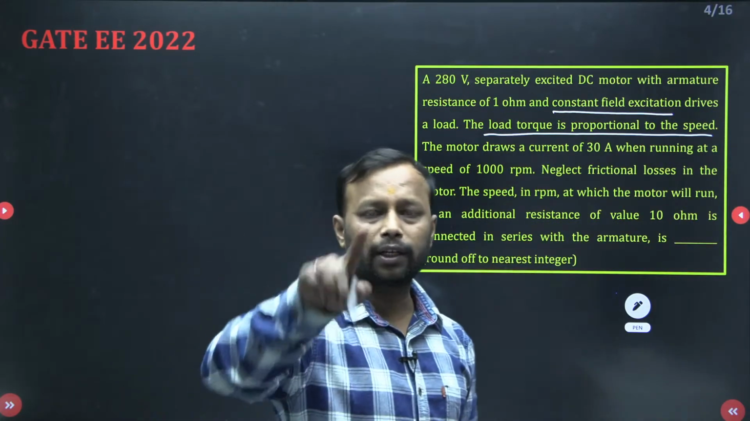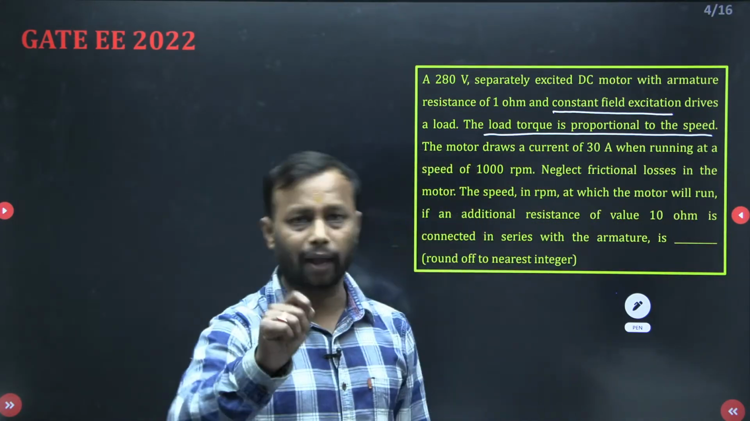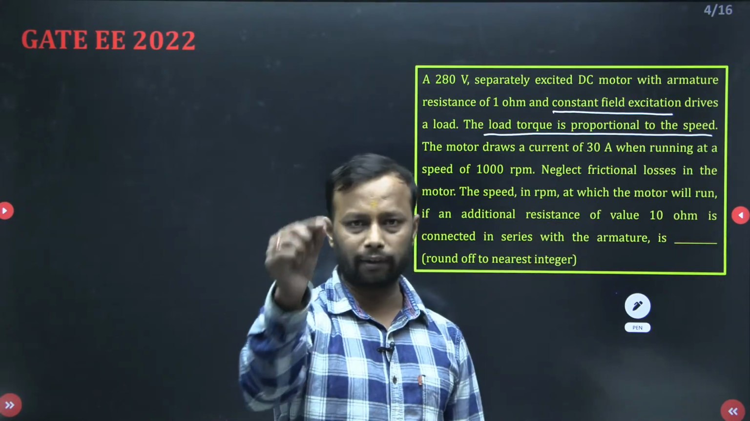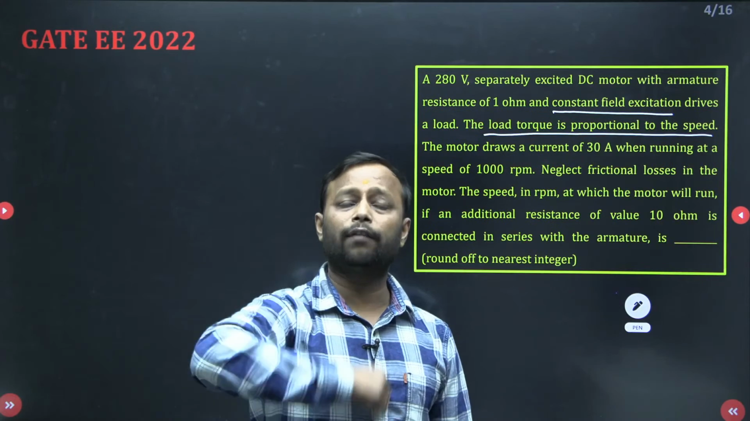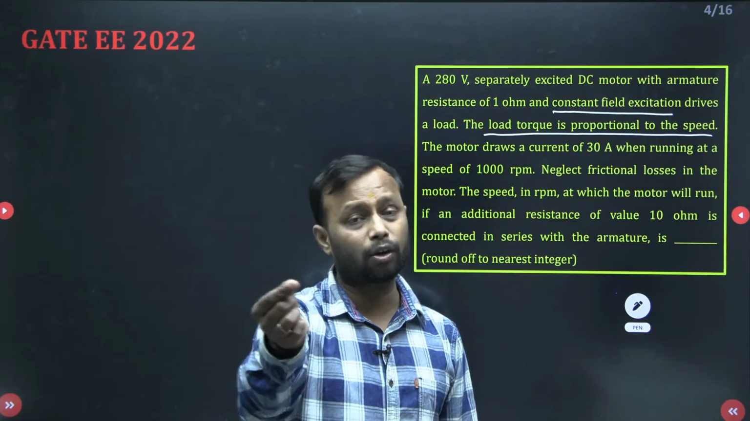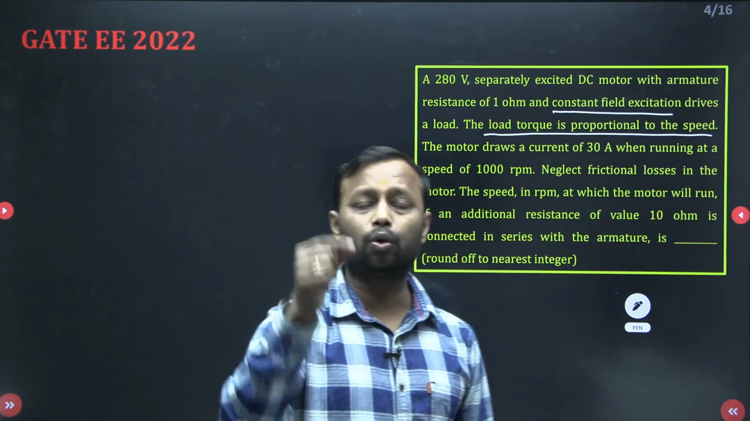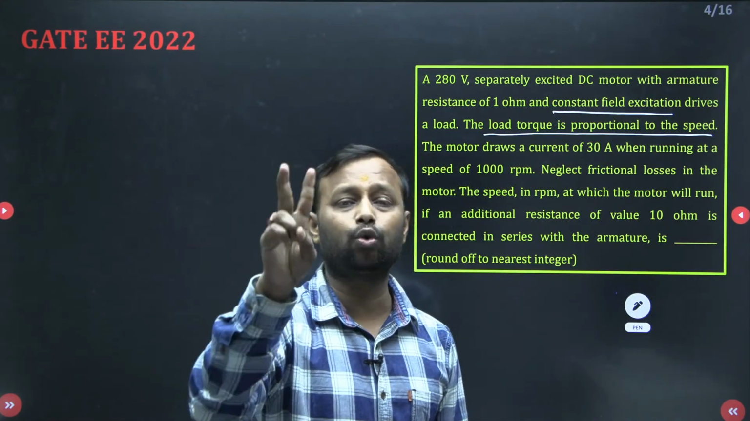So, in yesterday's session, I told you whenever you are going to have a question from DC machine, this question is basically from the DC machine, and if they are asking a question related to the speed, then we are going to have two cases.